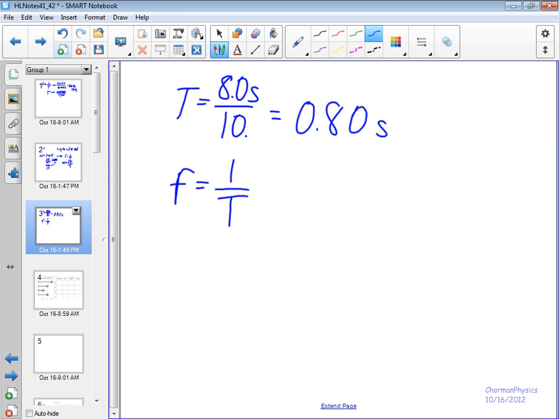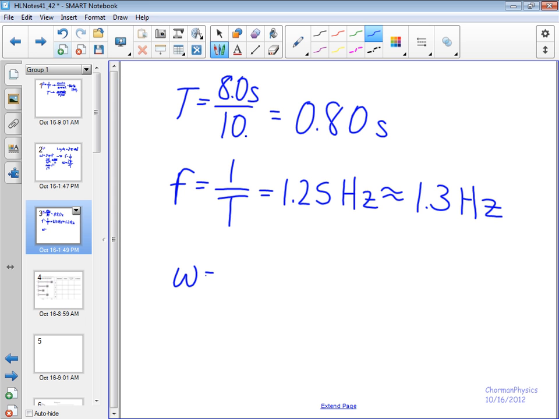The frequency is equal to 1 all over the period, 1.25 hertz, and that should be 1.3 hertz with sig figs. All right, so that's the frequency that they asked us to solve for. That means every second, 1.3 cycles of this pendulum swinging back and forth are completed.